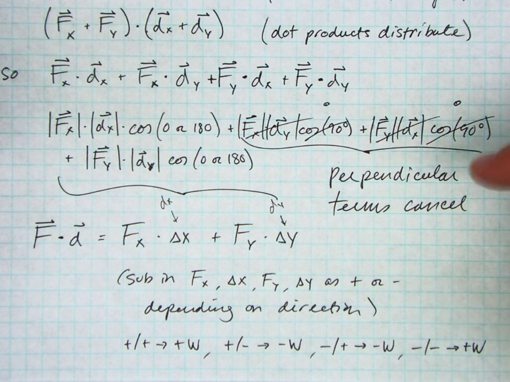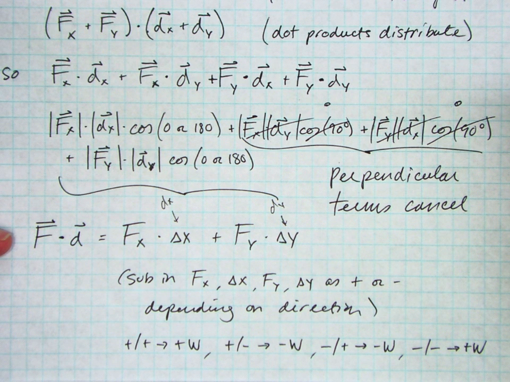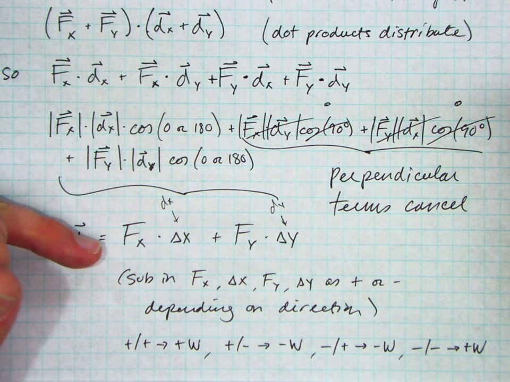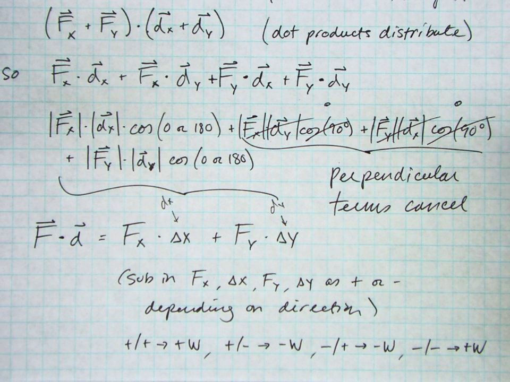So I can just put in the values for Fx and delta x, and it'll come out to either positive or negative depending upon how those are aligned. And so that's how we can express F dot d as a sum of the components: Fx times delta x plus Fy times delta y. And that's an important first step in understanding why the work-energy theorem works.